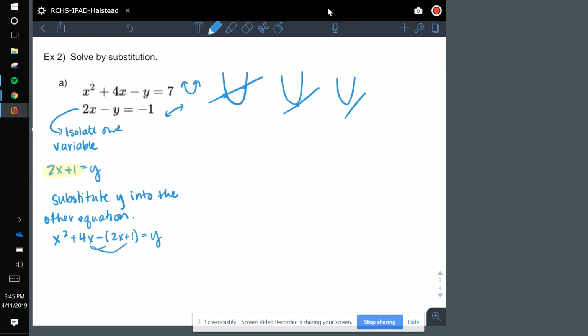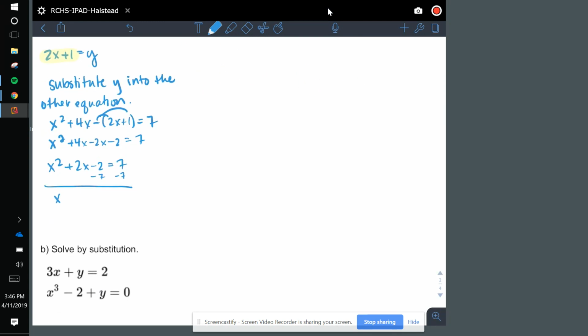Let's go ahead and simplify. Oops, I don't want to distribute that. It's equal to 7. That's better. Okay, distribute the negative. So I get x squared plus 4x minus 2x minus 1 is equal to 7. So x squared plus 2x minus 1 is equal to 7. This is a quadratic, so I'm going to go ahead and subtract 7 from both sides, giving me x squared plus 2x minus 8 is equal to 0.